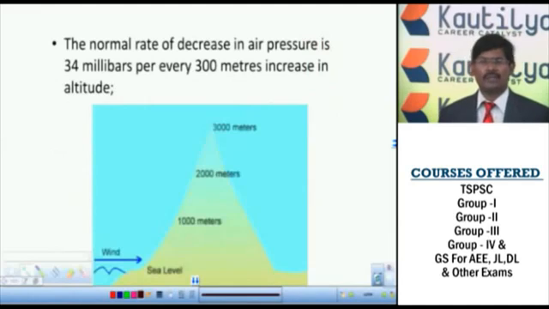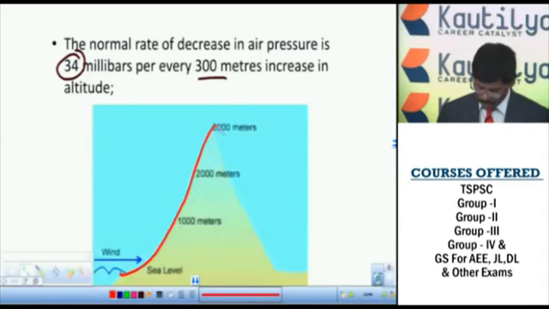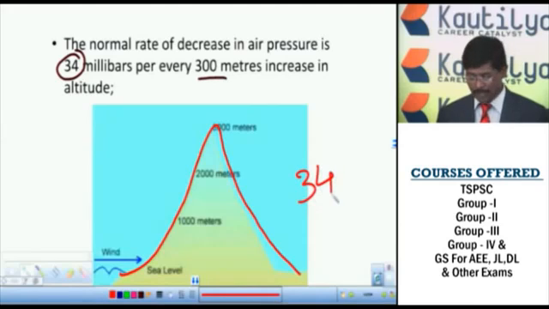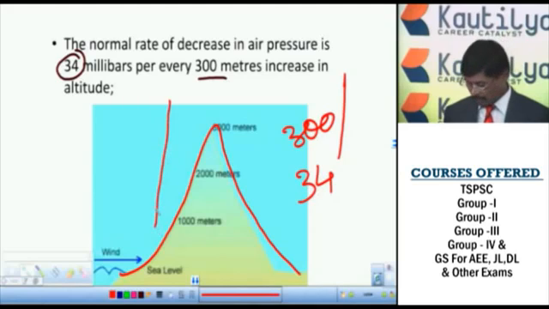When you go for atmospheric pressure at sea level, generally the normal atmospheric pressure decreases at the rate of 34 millibars per 300 meters. When you go to high altitude, on mountain ranges or anything, 34 millibars per 300 meters, the pressure will decrease as you go higher. So this is mainly what we call the vertical distribution of atmospheric pressure.